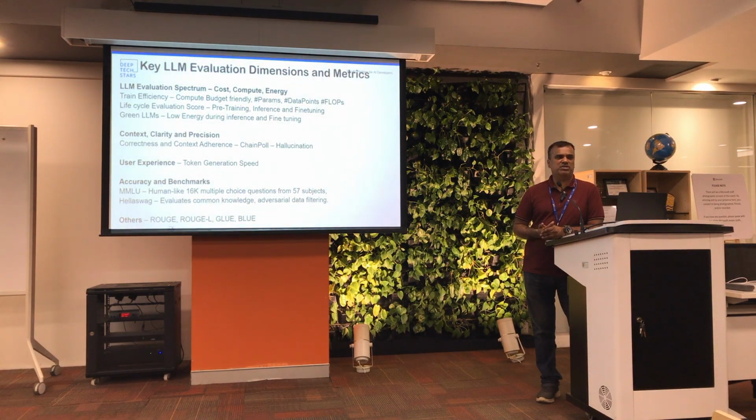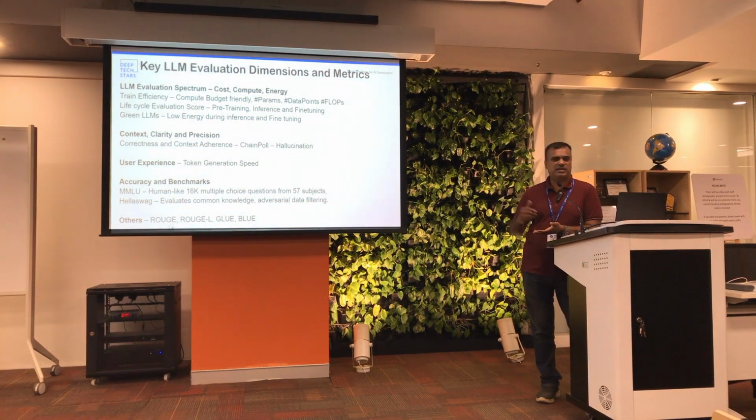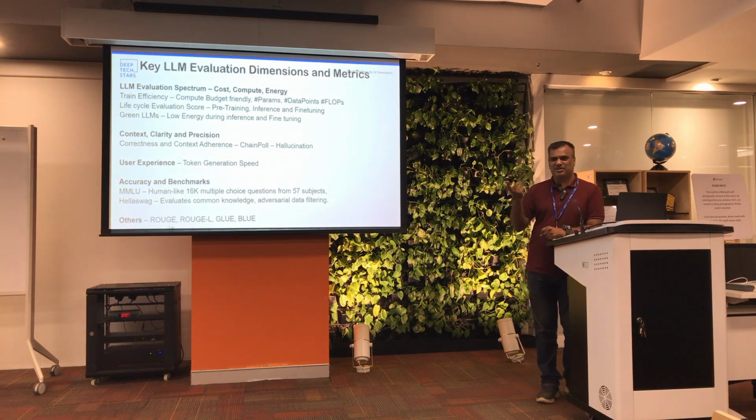The second important dimension that we have to think about while evaluating an LLM is, from a user perspective, what is the context, clarity, and precision that the user is expecting and getting as a response from the LLM. These are very important. There is a very important metric called ChainPoll. How many of you have heard about ChainPoll? Quick raise of hands. Okay. This comes under the context of how you reduce hallucination, and Ronit, you're going to talk a little bit about this, right?